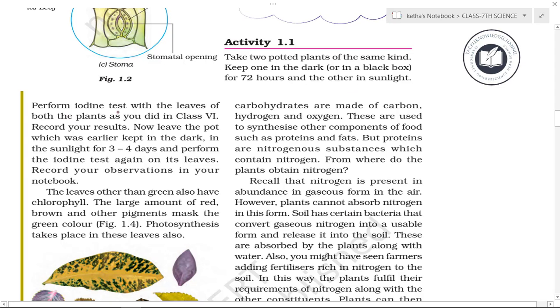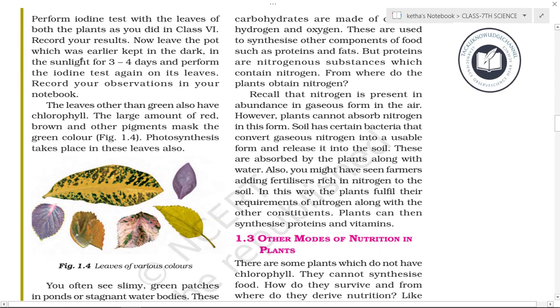After this, perform the iodine test with the leaves of both the plants as you did in class 6th. So in earlier classes, whatever iodine test we performed, we have to follow the same process with the plants which are kept in dark and light conditions. Record your results.